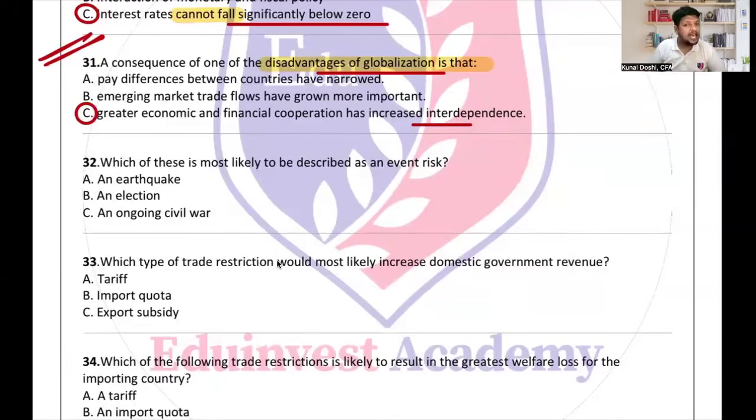Options A and B are not disadvantages. Pay differences being narrowed or emerging markets, business growing, those are not disadvantages. Those are advantages. But the interdependence on the nations, that is a problem. And you're so much dependent on them that sometimes they take undue advantage of that.